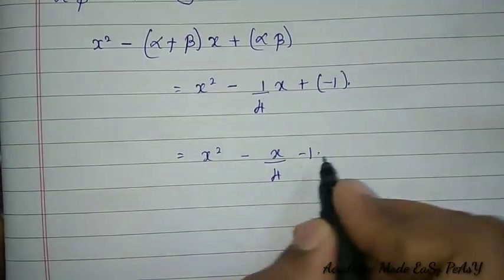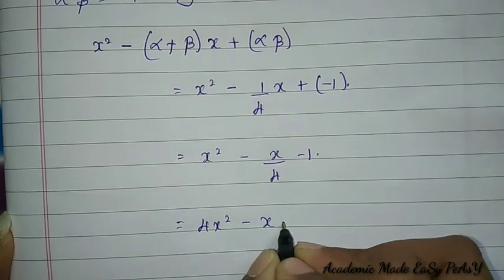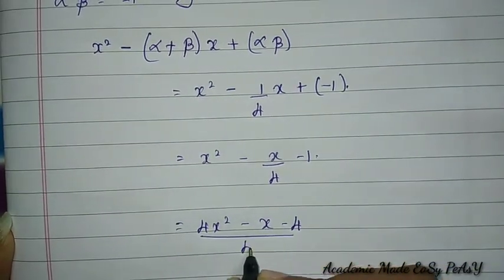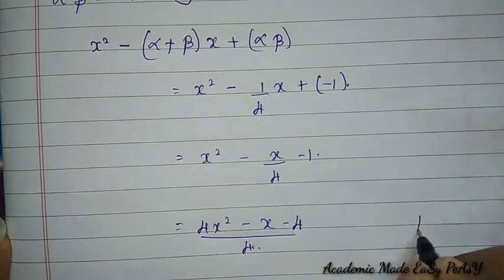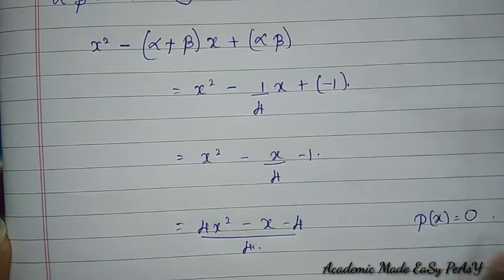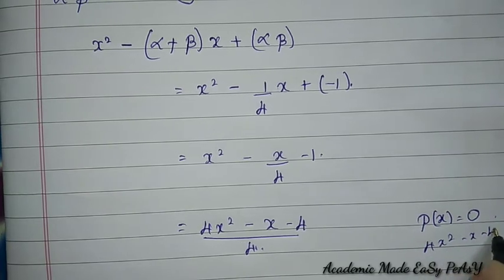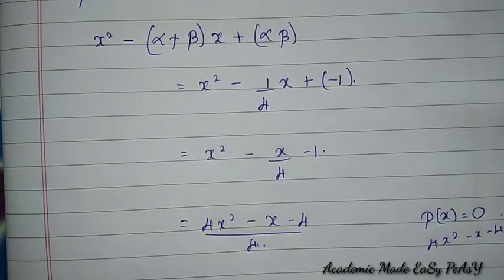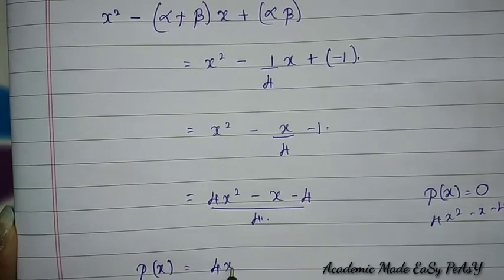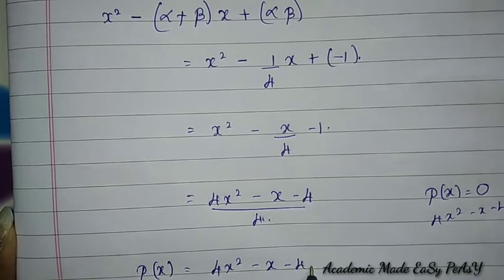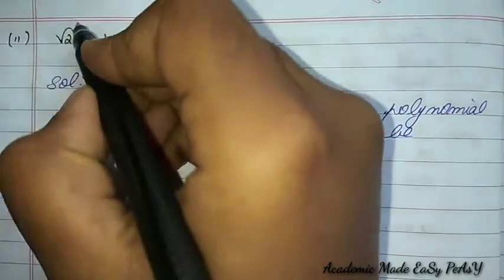Now I will be taking LCM. So 4x square minus x minus 4, all divided by 4. In p of x we need not write this denominator because we will take p of x equal to 0. When we do that, we will have 4x square minus x minus 4 only. So we need not write 4 in the denominator. Therefore p of x is equal to 4x square minus x minus 4. That's it. Division 2, here also two values are given.